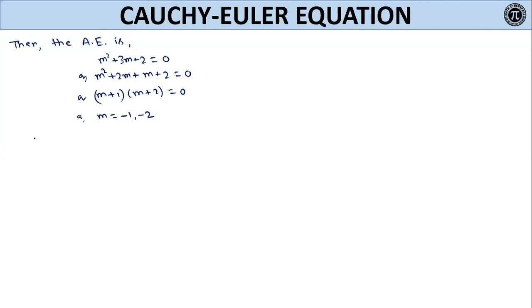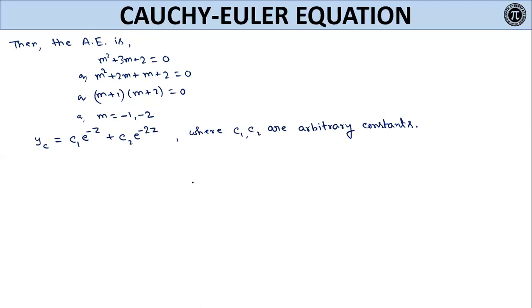So what will be the complementary function? Yc equals, remember here the independent variable is z, so obviously the solution will be in the z variable. So c1 e to the power minus z plus c2 e to the power minus 2z, where c1, c2 are arbitrary constants. This is your complementary function yc.